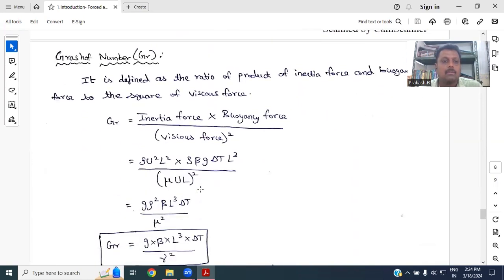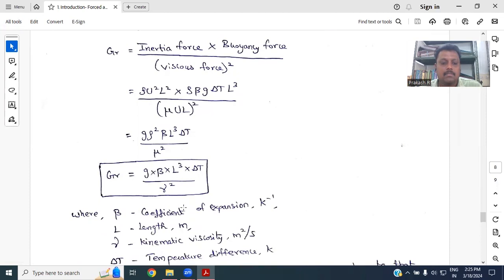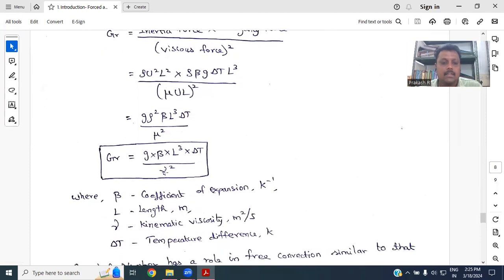And the fourth number will be the Grashof number. This Grashof number is defined as the ratio of the product of inertia force and buoyancy force to the square of the viscous force. By substituting the suitable values of inertia force, buoyancy force, and viscous force, the final equation becomes Gr is equal to g into beta L cube into delta T divided by gamma square, where g is the acceleration due to gravity, beta is the thermal expansion coefficient, L is the length, delta T is the temperature difference, and gamma is the kinematic viscosity.